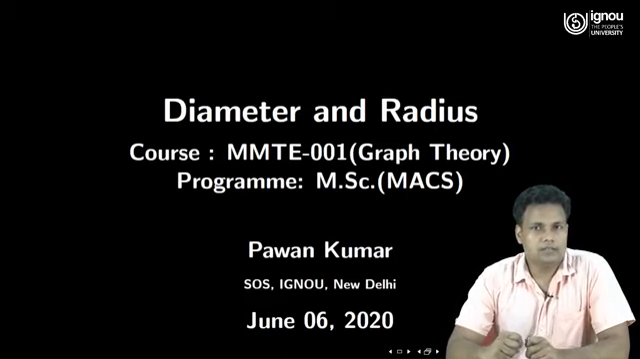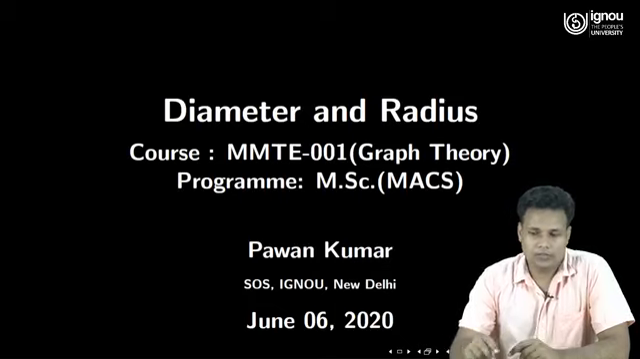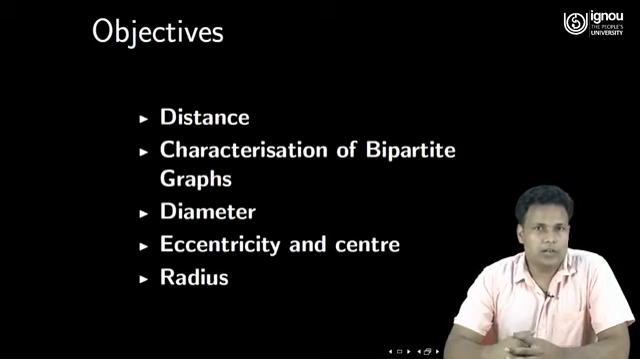So using the length we shall define the concept of distance, and then we shall use this distance concept to characterize bipartite graphs, and then we shall come back to the concept of diameter and radius, and we shall discuss some relationship between diameter and radius. So we start with the concept of distance.